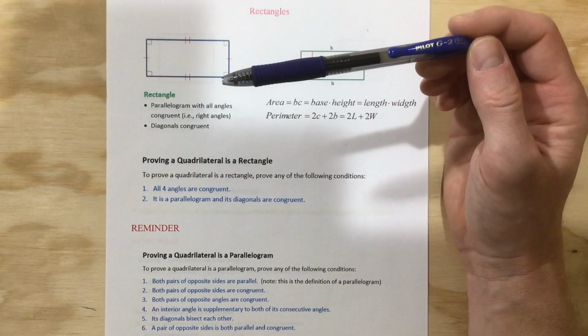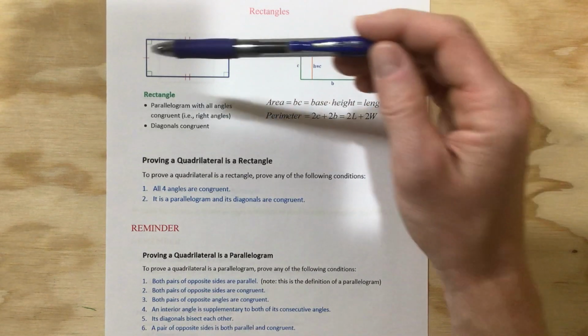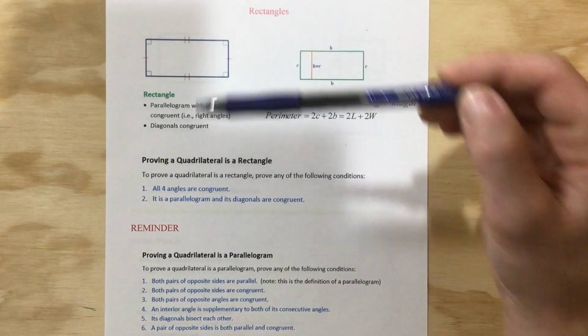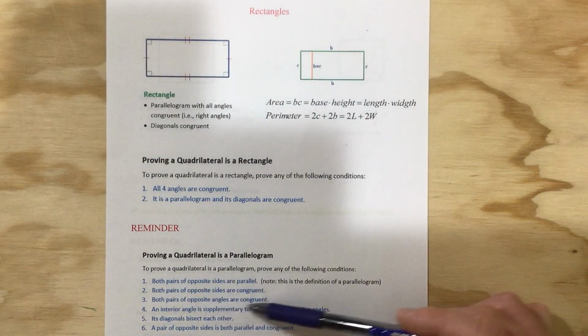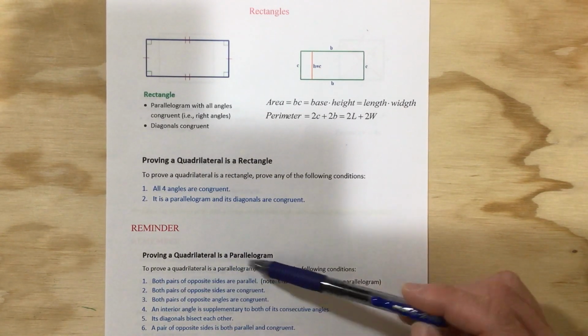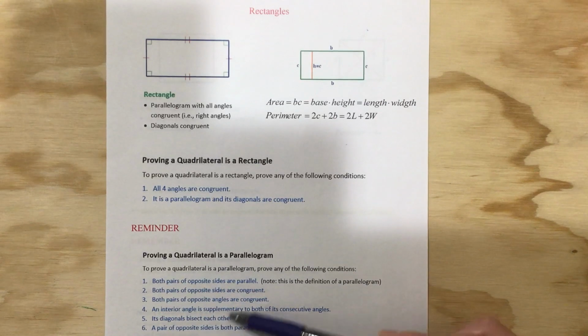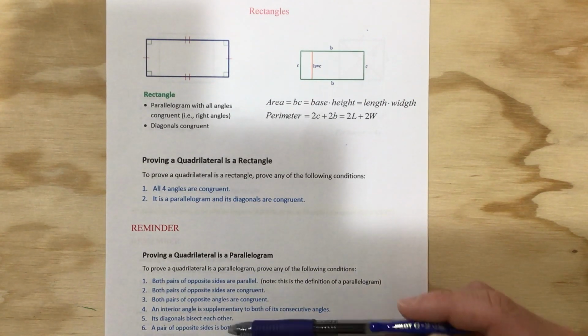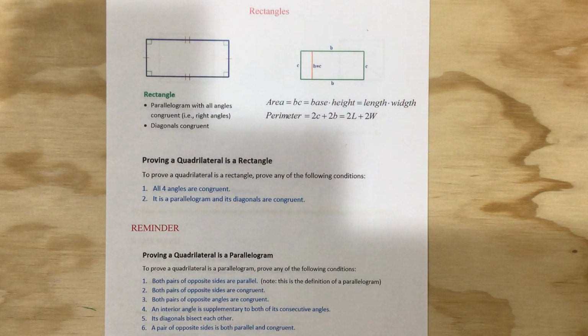It's got diagonals that bisect each other. It's got consecutive angles that are supplementary. Remember, all of these things down here is a reminder of how to prove a quadrilateral is a parallelogram. So all of these things are true for parallelograms. But then rectangles have an additional quality, right?